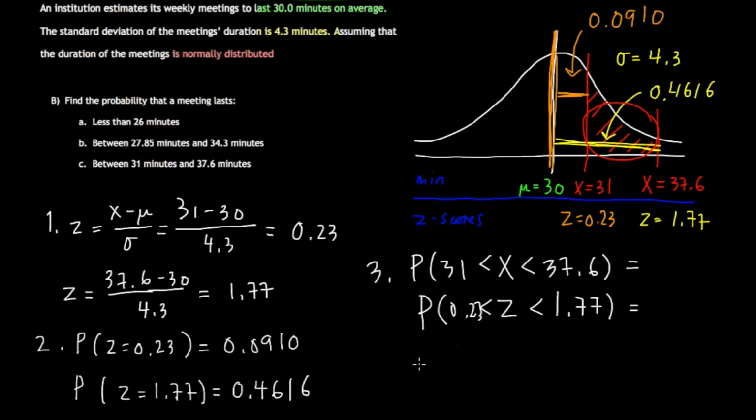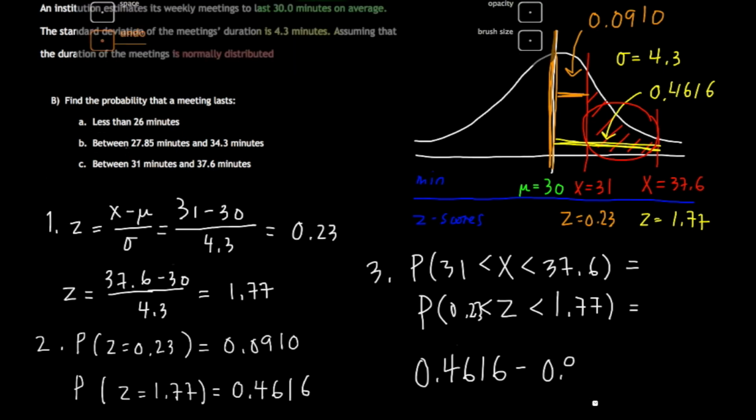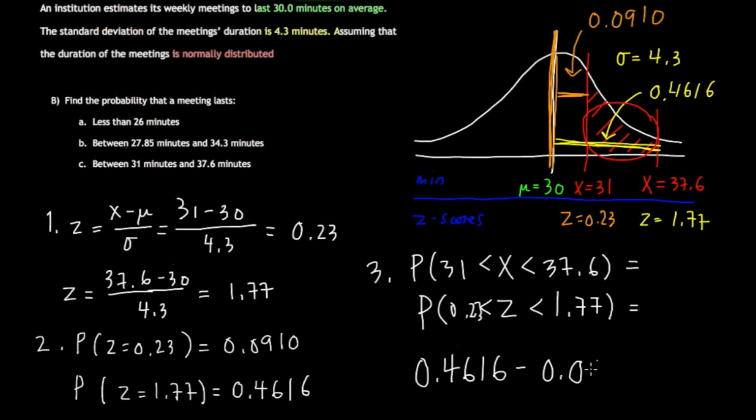and this is going to equal, so we're just going to take the larger piece, the 0.4616 probability, and subtract the smaller wedge, 0.0910, and it's going to give us our final answer, which is 0.3706. And there you have it.